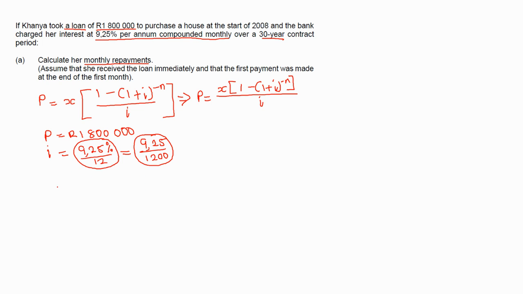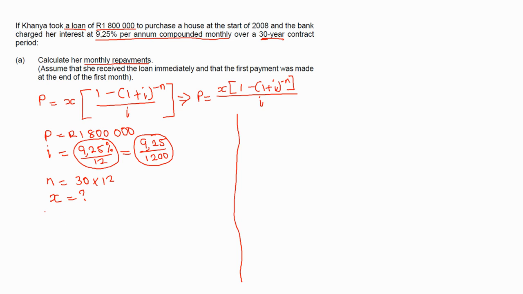And then n, remember what n is. n is the number of payments that are done, not the number of years, number of payments. So if it's a 30-year contract and the payments are going to be done monthly, how many payments are supposed to be done there? So n is going to be 30 times 12 because each year has 12 months. We can leave it like that, use it as it is. And then we are looking for X, the monthly repayments. And then what do we do? We substitute into our formula.